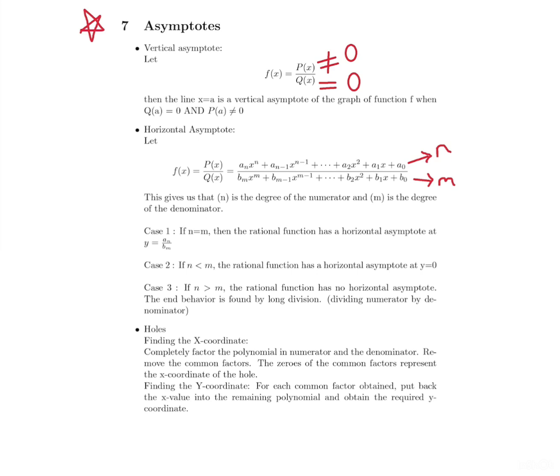Case 2, if the degree of the numerator is less, the rational function has a horizontal asymptote at y equal to 0. And the third case, which is the opposite, if the degree of the numerator is larger, the rational function has no horizontal asymptote as such, but the end behavior could be found by long division.